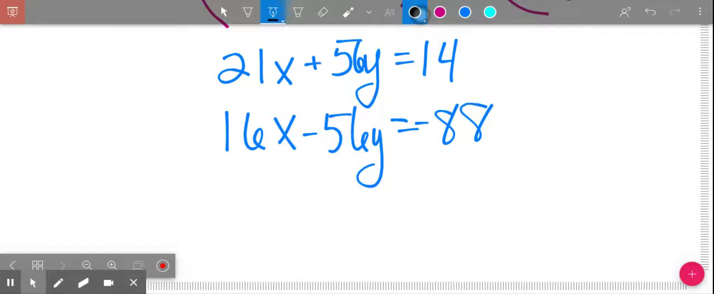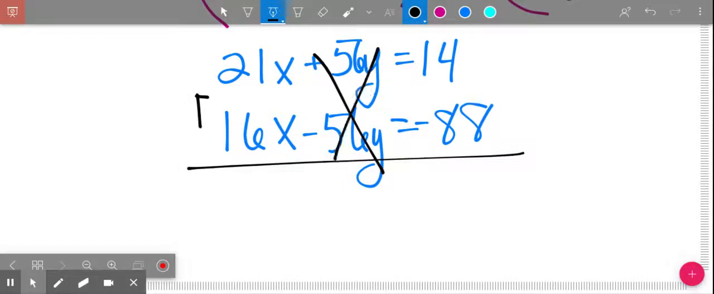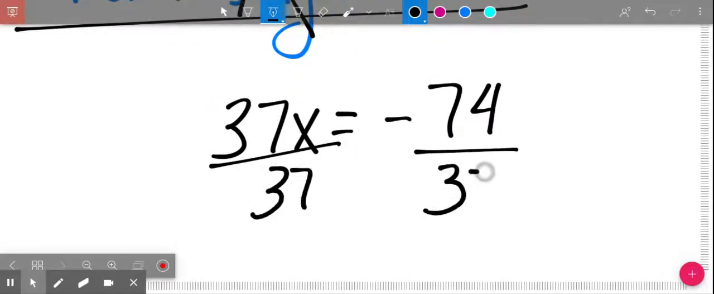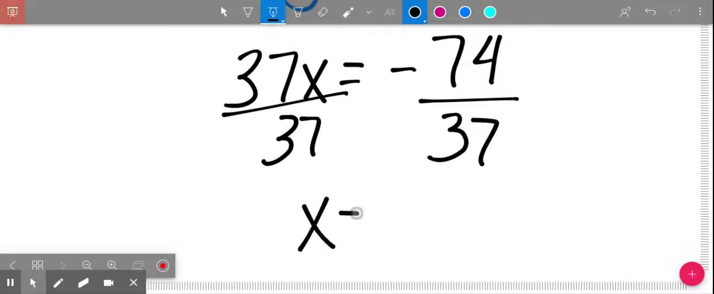So we're going to turn this into a big addition problem. Those cancel, which is awesome. 21 plus 16 gives me 37x. And then 14 plus a negative 88 gives me a negative 74. We're going to divide out the 37x, or just the 37, my bad. And we'll have x is equal to negative 74 divided by 37 gives me negative 2.